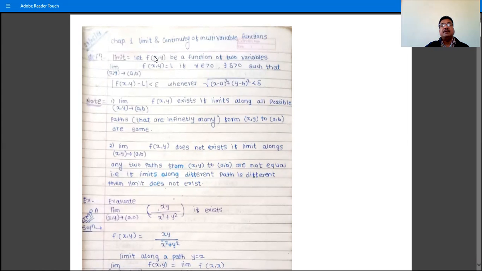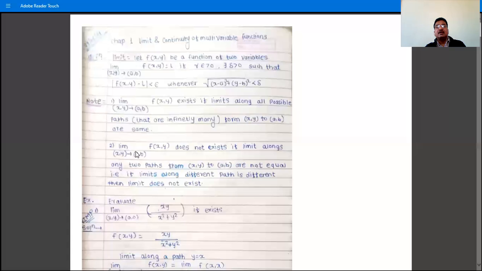If we take a three variable function f(x,y,z), then write f(x,y,z) at this place, and here write the square root of (x − a)² + (y − b)² + (z − c)² is less than delta. So in order to show the limit exists, use this definition. Otherwise, use this note number 2.